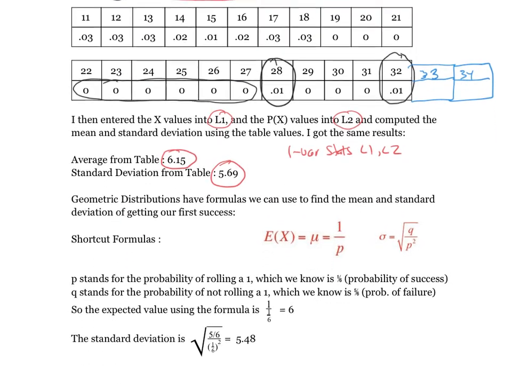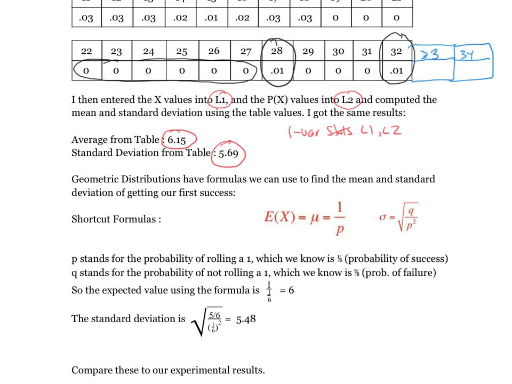So here's the cool thing about geometric distributions. I have some shortcut formulas for the mean and standard deviation that don't require me to enter everything into the calculator, okay? And these will be given to you on the AP exam on your formula sheets. So I have a formula for the expected value, which remember we call the mean, and it's simply 1 over p. And remember, p is the probability of success.